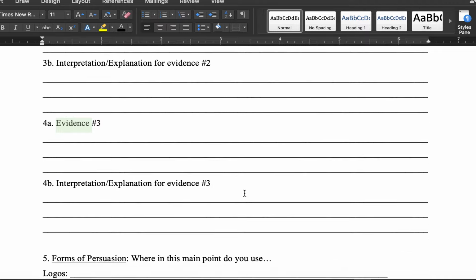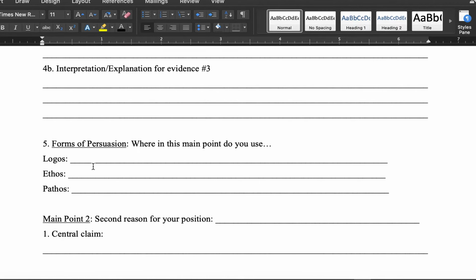At the bottom of each main point, you'll see a number 5 called forms of persuasion. And we've just started to touch on these 3 forms of persuasion. And a lot of you in class were familiar with them already. And some of these you'll use pretty automatically. But I'd like us to start thinking about how we're using them. So you might not fill these out immediately. You might fill out this part of the outline actually like when you're working on your rough draft. It just sort of depends on what your process is.